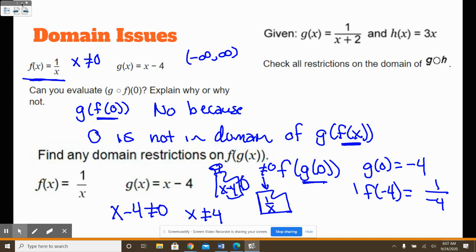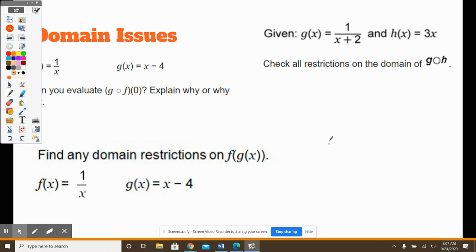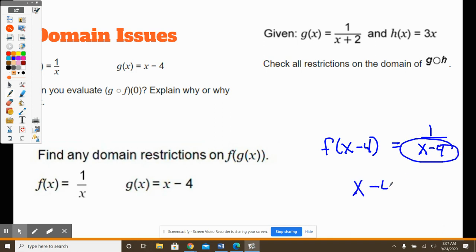If you can't see it from the machine drawing, your other option could be to actually find f of g of x, which would be f of x minus 4. Go to function f, plug in x minus 4, and that's 1 over x minus 4, and then look at the domain. x minus 4 cannot equal 0, so x cannot equal 4.